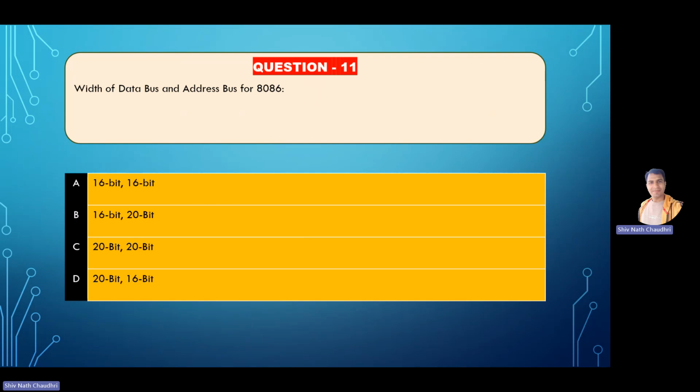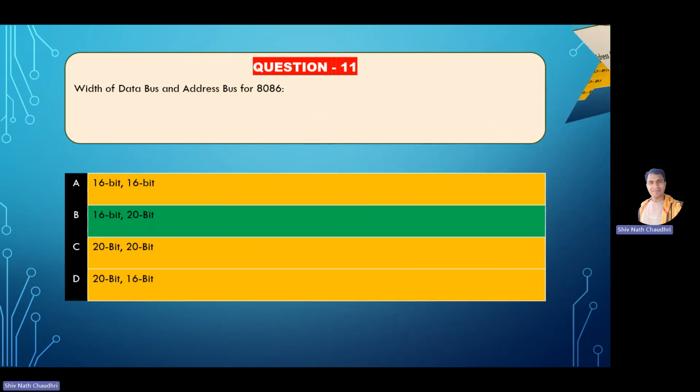In 8086, we have a 16-bit data bus, because 8086 is a 16-bit processor. So 16 data lines are there, and we have a total of 20 address lines in 8086. So width of data bus and address bus for 8086 would be 16 and 20. Let's see which option shows the 16 and 20 combination. So option B should be the right choice for this question. The width of data bus is 16-bit and width of address bus is 20-bit. Yes, option B is the right option for this question.